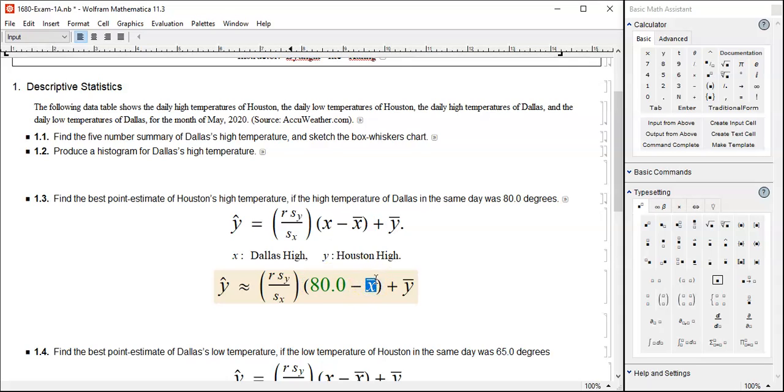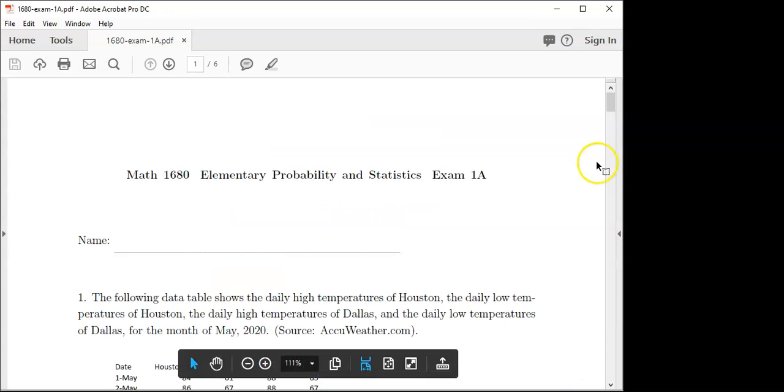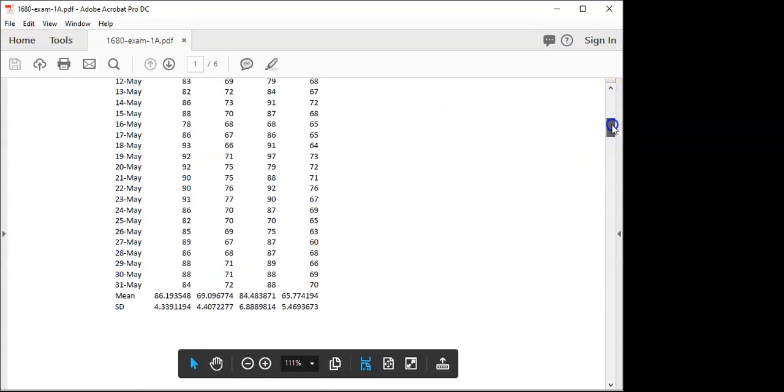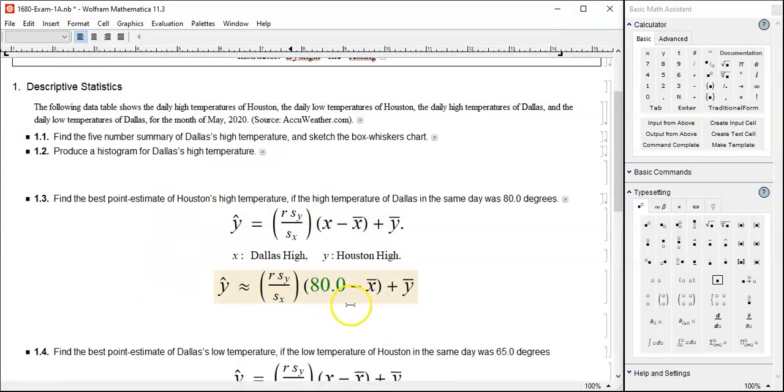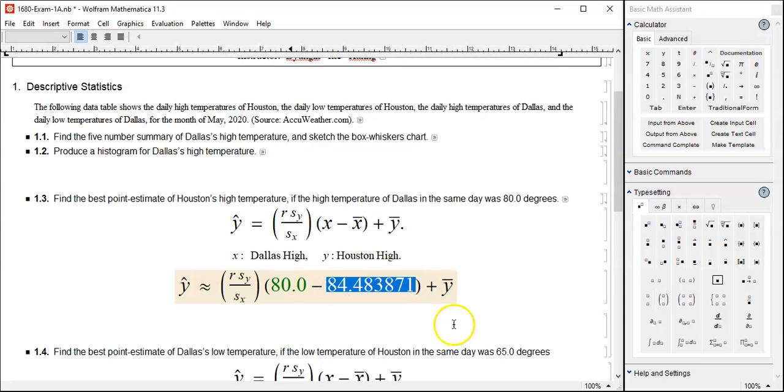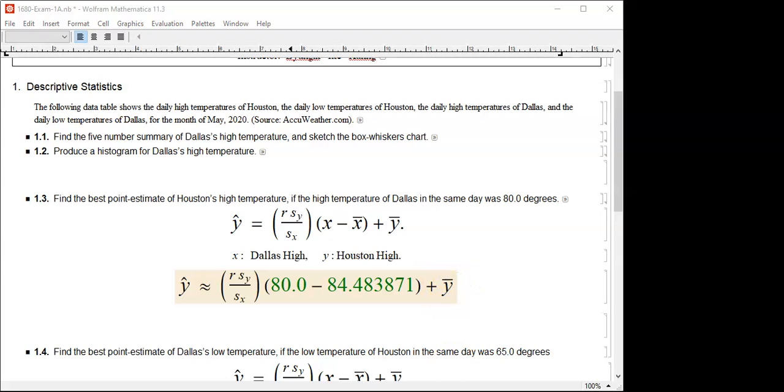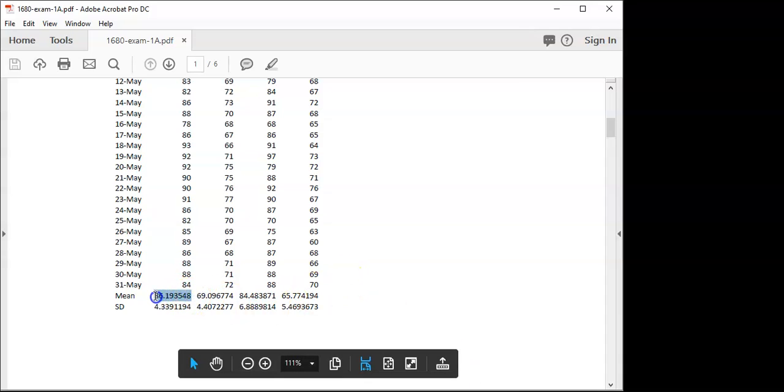Now, X bar, bar means mean. But is it Dallas or Houston? What's X and what's Y? X bar, so it's Dallas. So let's go to my data set and find out the mean for Dallas High. Dallas High, right here, 84.48 something. That's for Dallas. Now, how about Y bar? Bar means mean, and is it Dallas or Houston? Y is Houston, so we have to go to Houston. Houston high is over here.